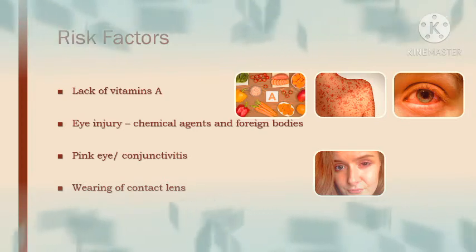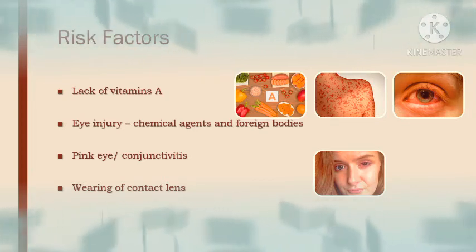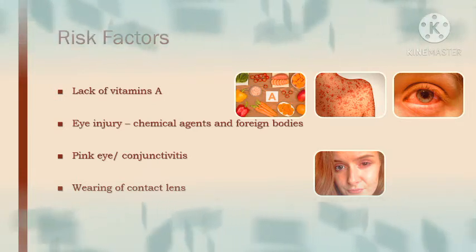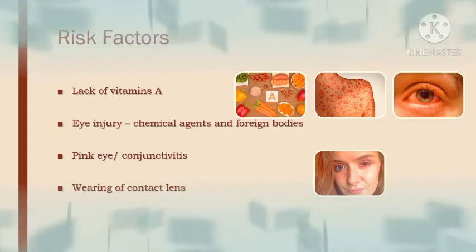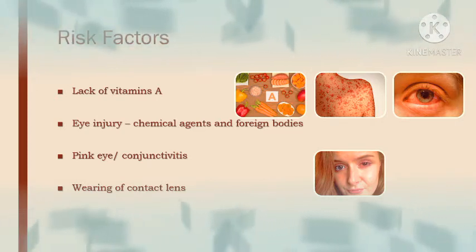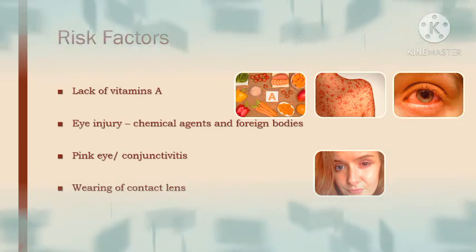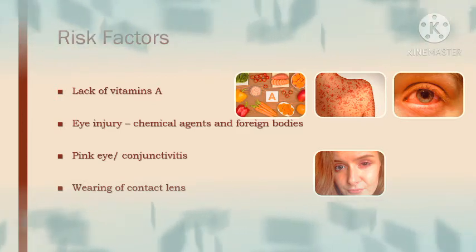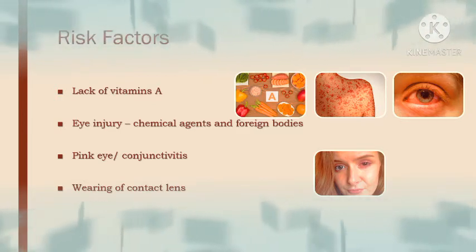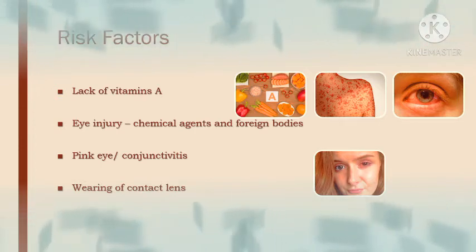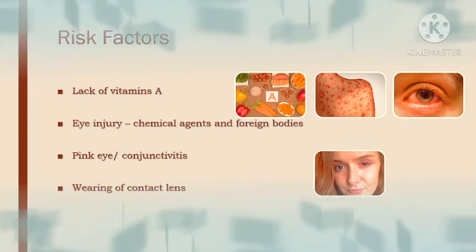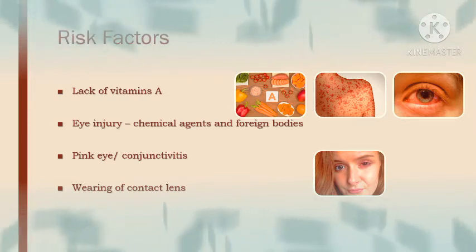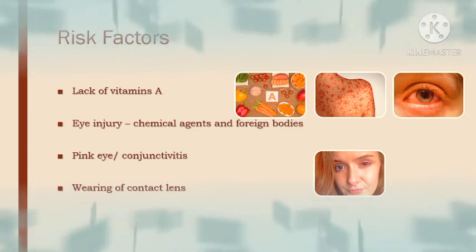Factors of corneal opacity: lack of vitamin A, eye injury, or chemical agents and foreign bodies. Pink eye or conjunctivitis. People who wear contact lenses will be complicated if there is insufficient oxygen permeability of the contact lens, not complying with the do's and don'ts of wearing contact lenses, and poorly maintained contact lenses and contact lens cases.